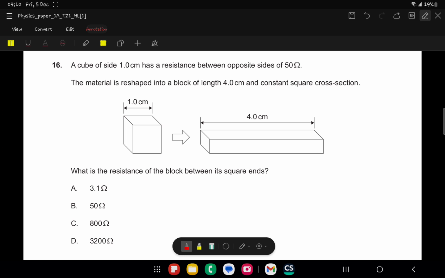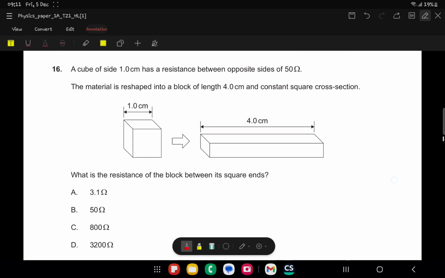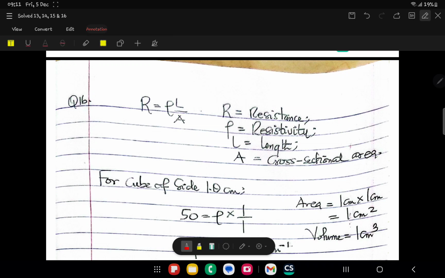to be 4.0 centimeters. The question is asking us, what is the resistance of the block between its square ends? That is for the new reshaped figure that we have. All right, so let's jump in. This looks like a very simple solution, but you have to be very careful when you are doing this one. So let's jump into the solution.